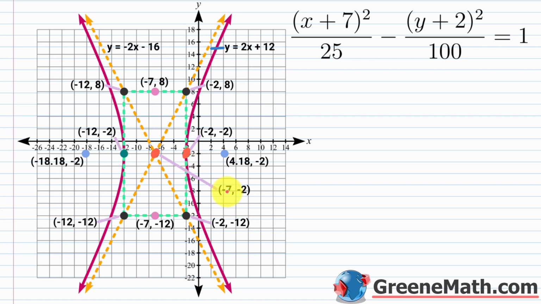So that one is (-2, -2), and this one is (-12, -2). Then my b value is 10. So that means from the center, I'm traveling 10 units up and 10 units down to get my co-vertices. So this one's (-7, 8). This one's (-7, -12).